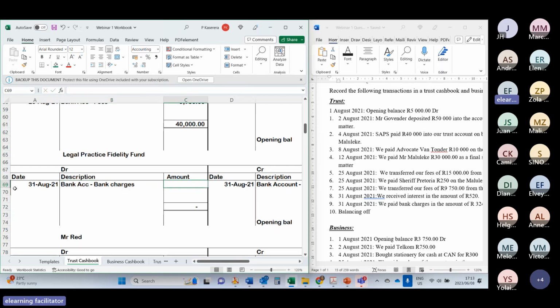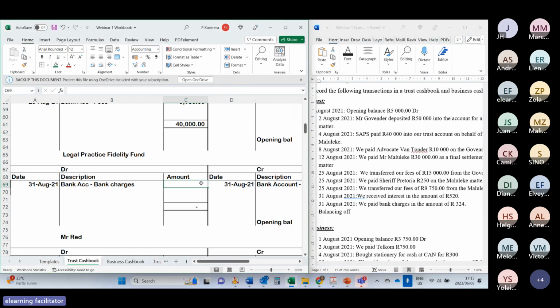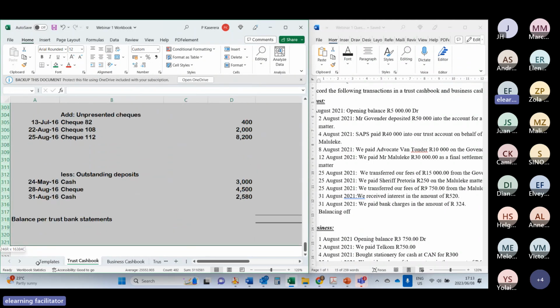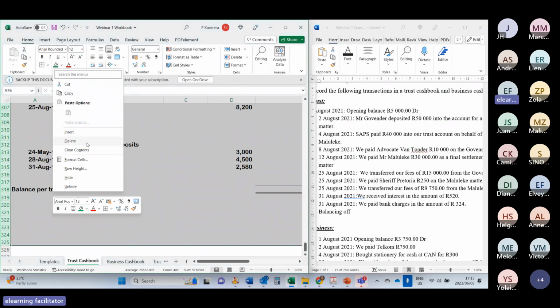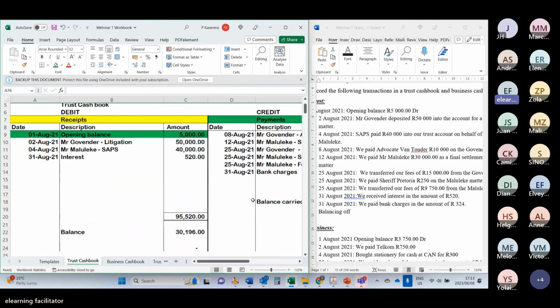Like that. So how much is it? 324. 324. Okay. So we are done with our ledgers. I'm going to delete anything else that follows. Okay. We are done with our ledger.